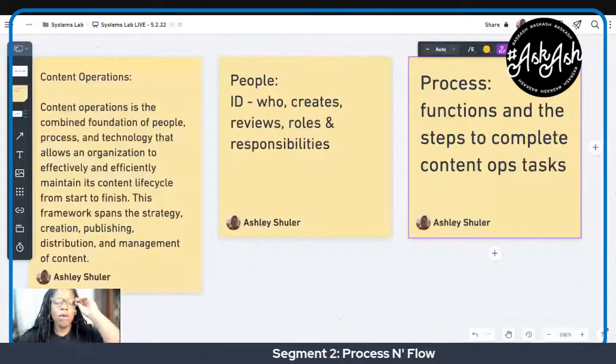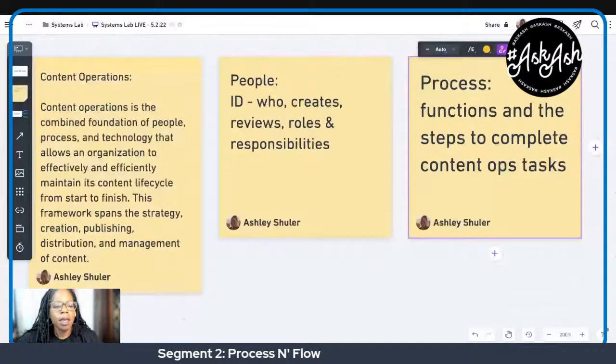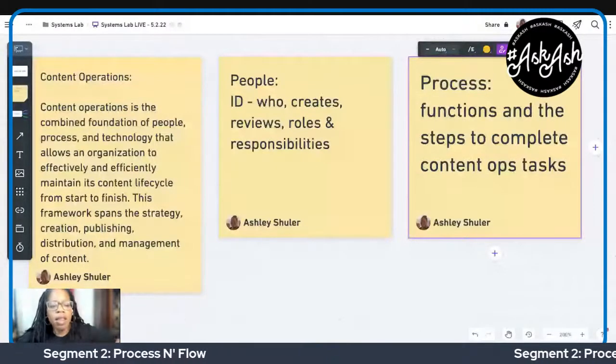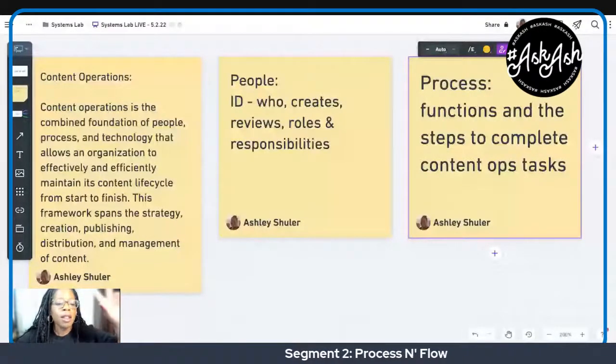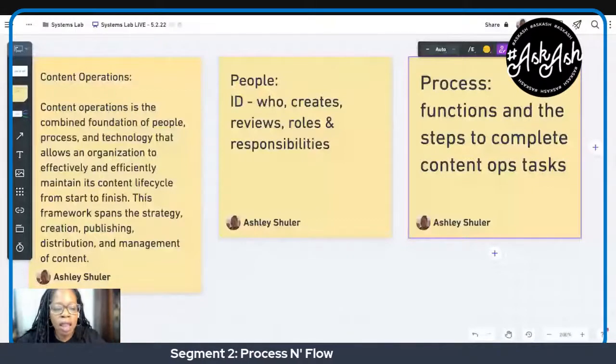All right, take note of that. And remember that content operations is a combination. We've just looked at two: the people and the process, and next the technology.